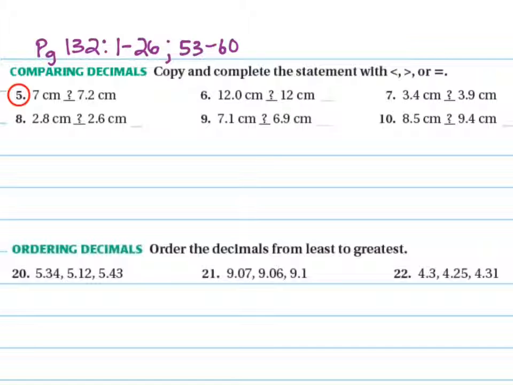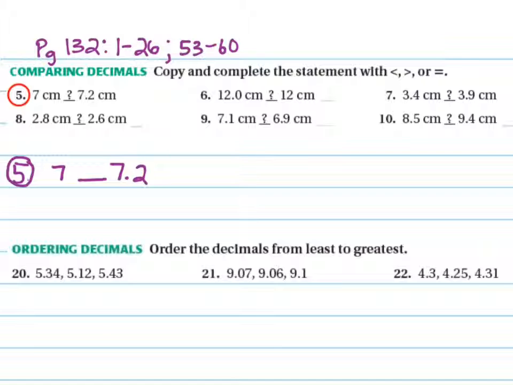To start off, let's look at number 5. So number 5 is right here. It says 7 centimeters compared to 7.2 centimeters. So once again, this is how I'd like to see your work. Number 5. We have 7. Now don't worry about the centimeters because we know that we're dealing with that measurement, but we're not going to worry about that today.